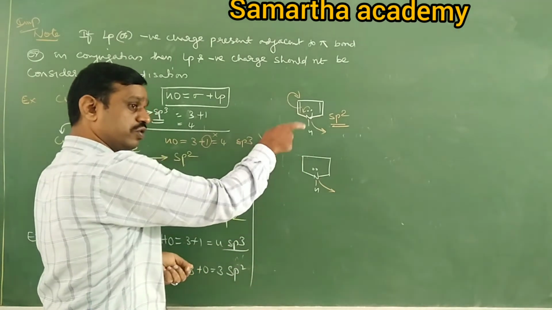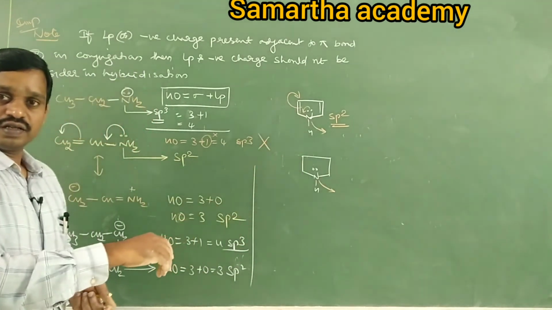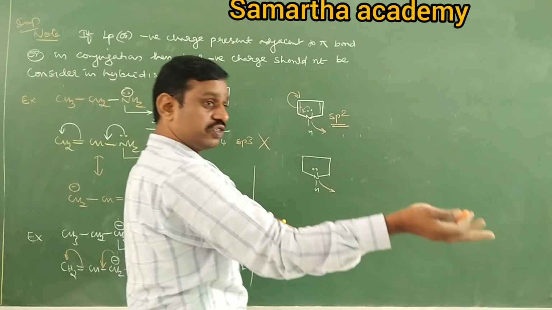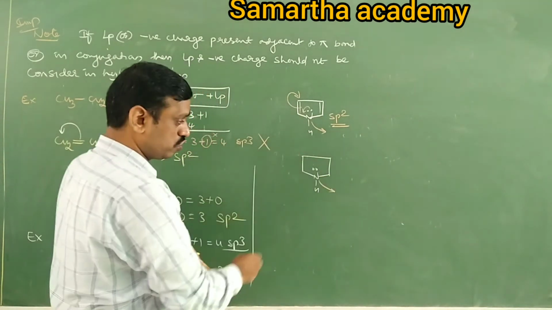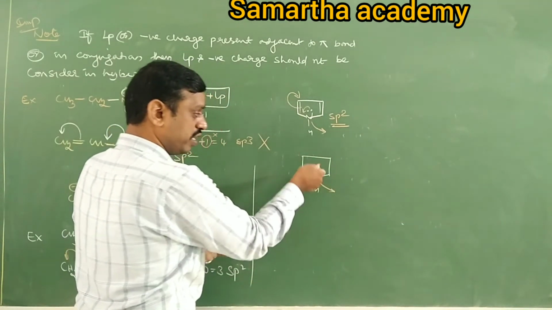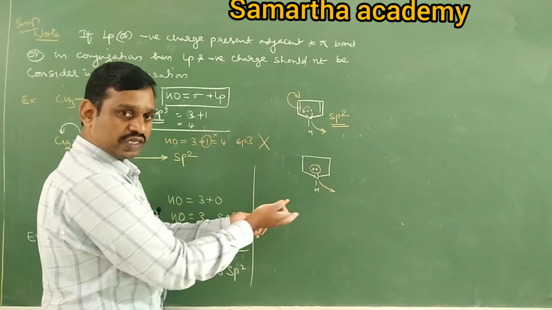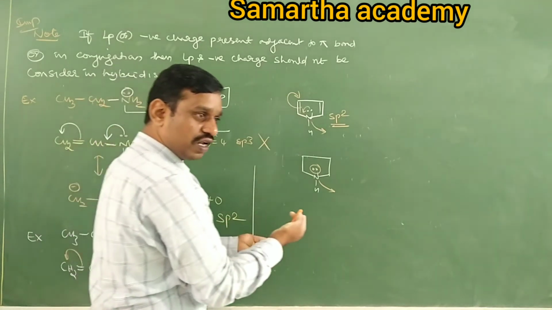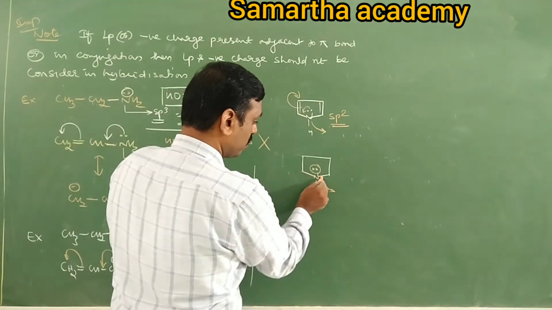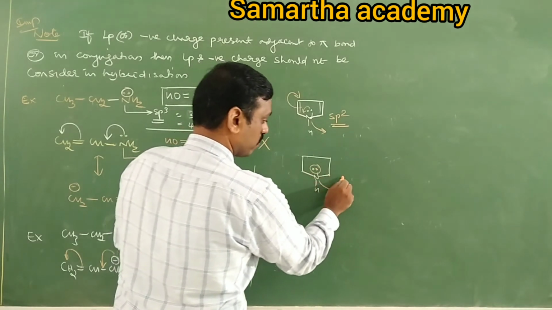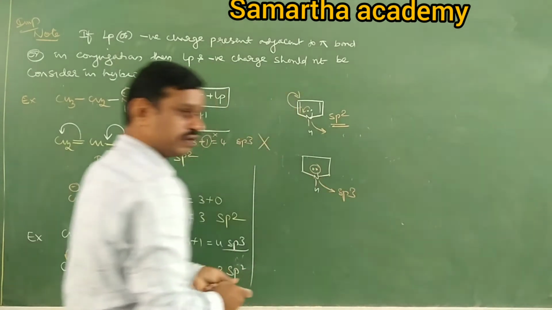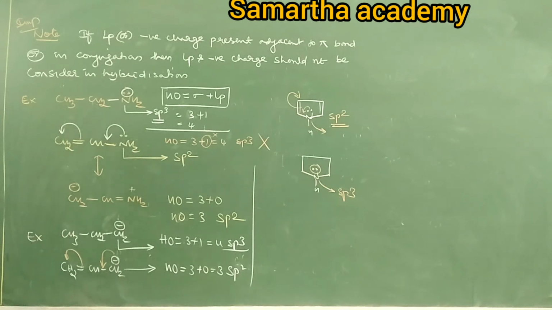Even though a lone pair is there, those lone pairs are not free. They are not free to be involved in hybridization. Right? Here the lone pair is free to be involved. Resonance, then tell me 1, 2, 3, 4. Okay. So like that, it has application in organic chemistry. We will study it later in detail.